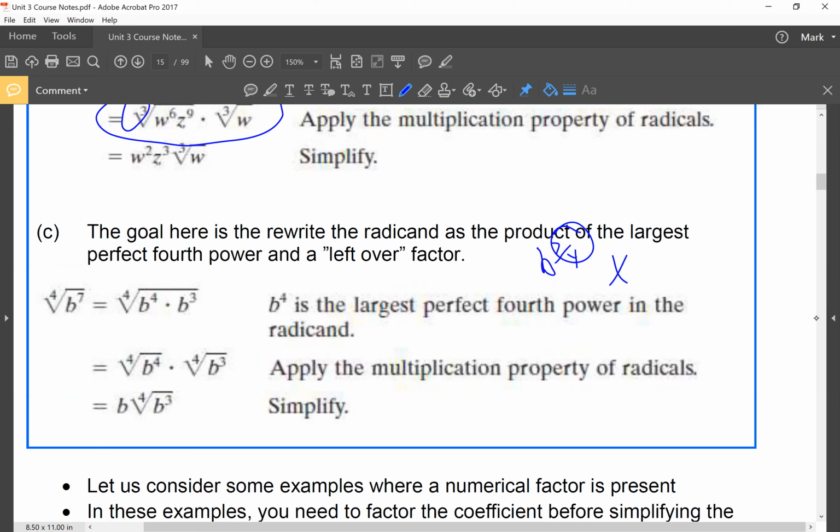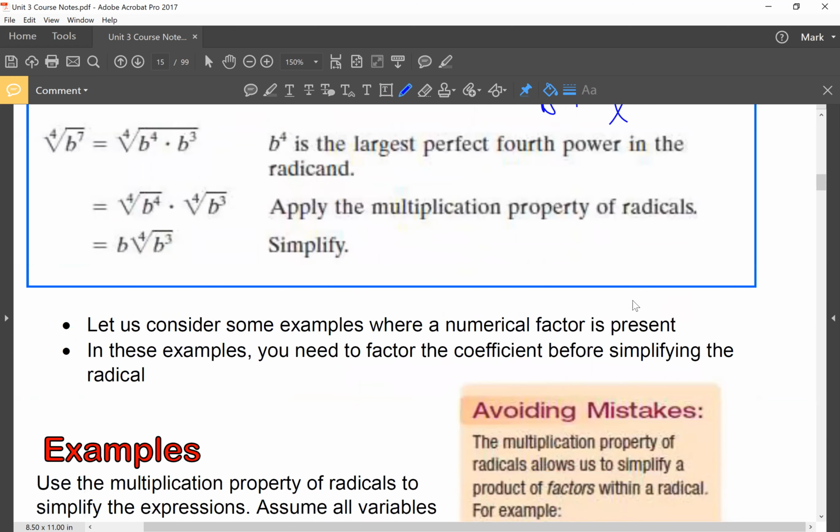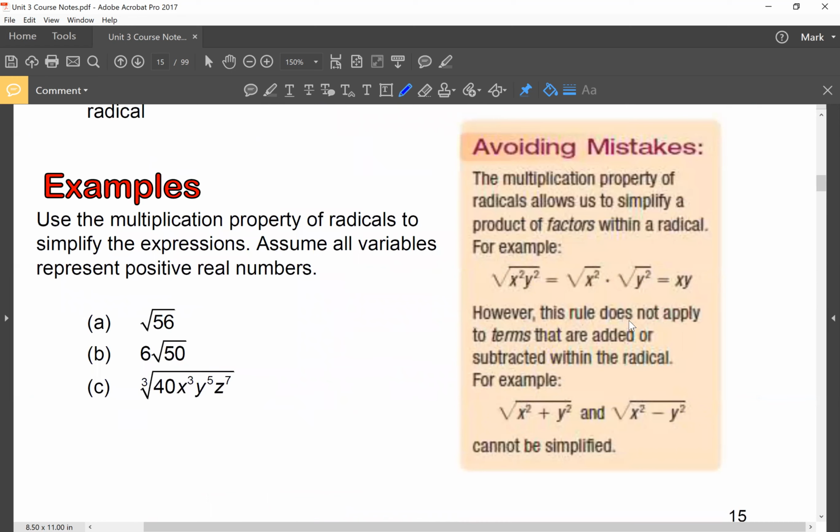I can't do that. But what I can do is remove 4 b's, which will leave me with B to the 4 times B to the 3. And then I can take the, not cube root, but quarter root of this. So we'll practice this in a minute. Let me just get through these examples, and then I'll show you.